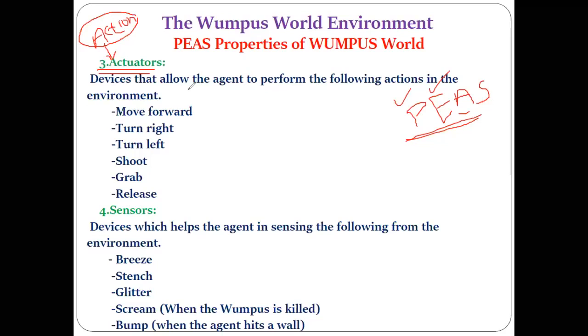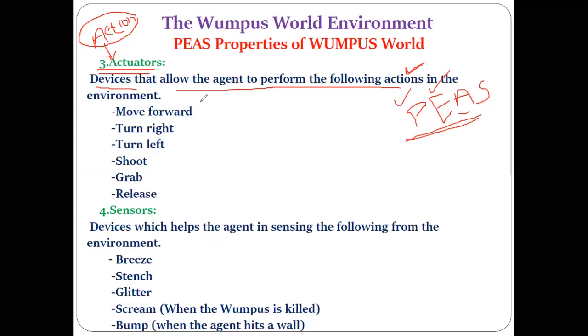But here, in the PEAS properties of the Wumpus World environment, we have the third property, the actuators. Actuators are the devices that allow the agent to perform actions. Understood? If the agent wants to move from one location to another in the cave, it needs some kind of device, that is nothing but the actuators. So actuators are also one of the properties of the Wumpus World environment.